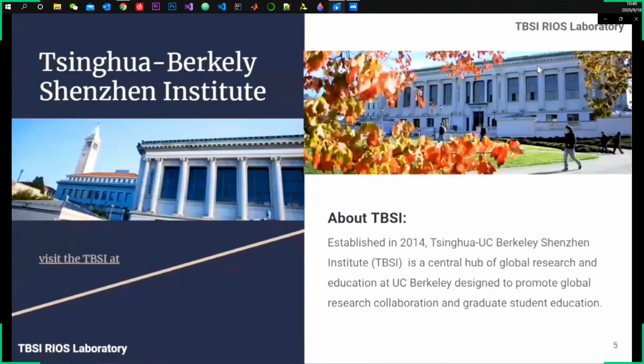We cherish the opportunity to collaborate with the Tsinghua Berkeley Shenzhen Institute. Established in 2014, the Institute has been promoting global research and first-class education to more students. To know more about it, you may visit through the link.